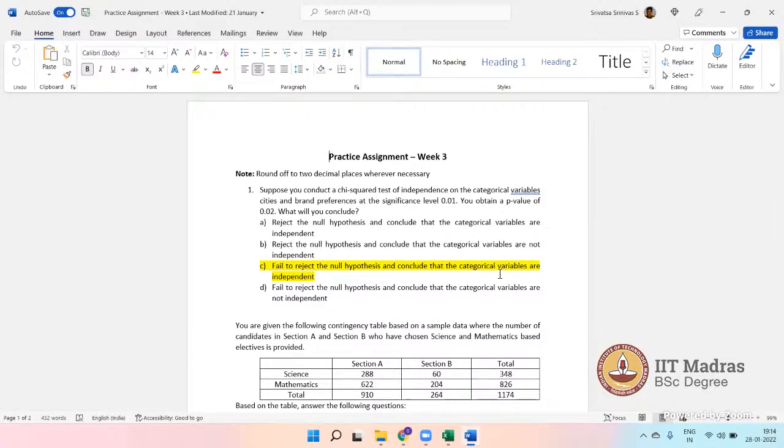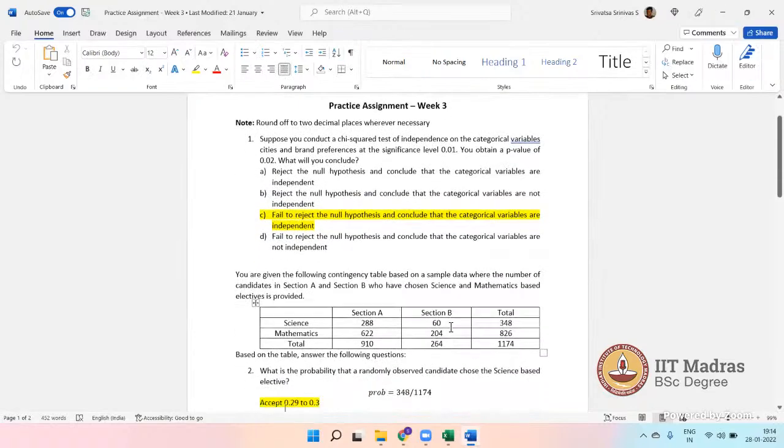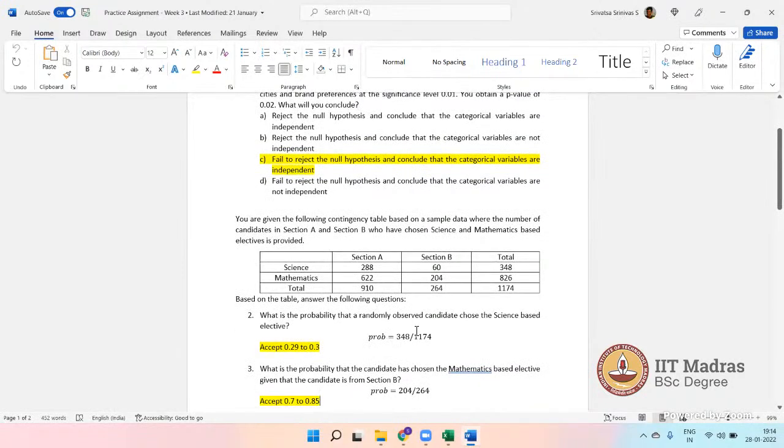Okay, we'll come to that. So this was the practice assignment question. Let's take the same question: science, mathematics, section A, section B. The question is whether science and mathematics are independent of section A and section B. The numbers inside, 288, 60, 622, and 204, indicate the number of students in section A who have taken science, section B who have taken science, section A who have taken mathematics, and section B who have taken mathematics.